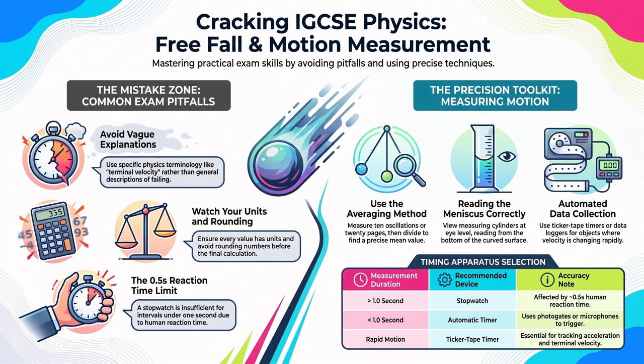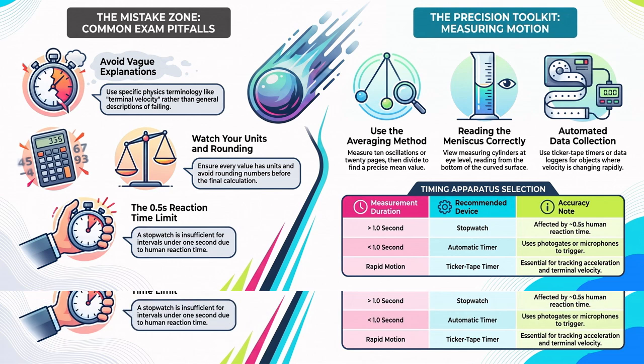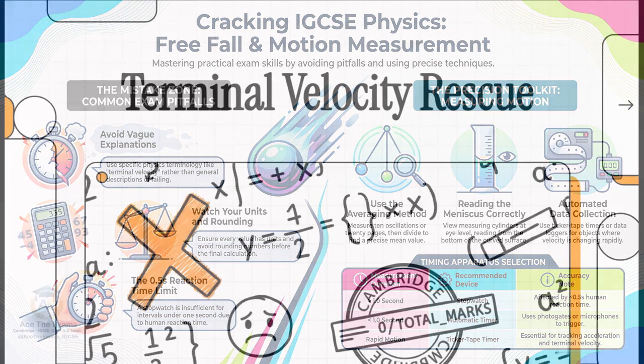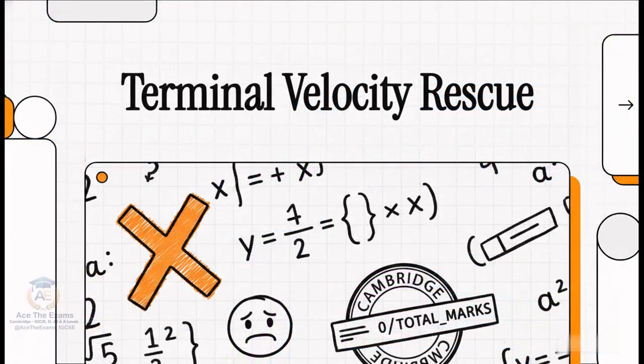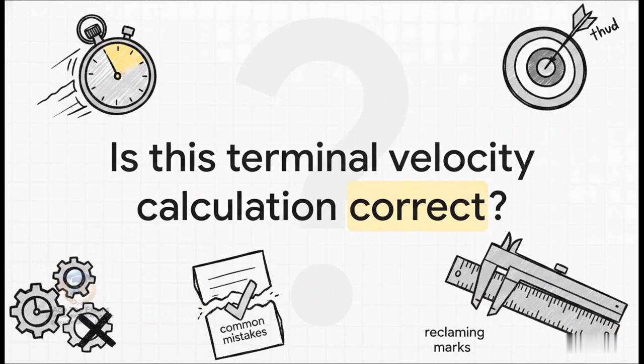Take a look at this ticker tape calculation right here. I mean, it looks entirely logical, doesn't it? The math seems perfectly laid out. But guess what? It scores an absolute 0 in the Cambridge 625 physics exam. Ouch. So, is this terminal velocity calculation actually correct? Well, right now, we're going to pressure test this exact type of answer until it completely breaks.